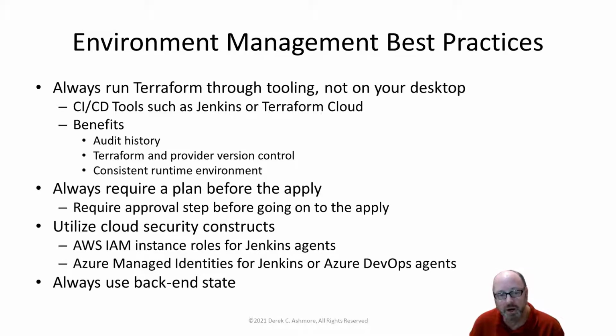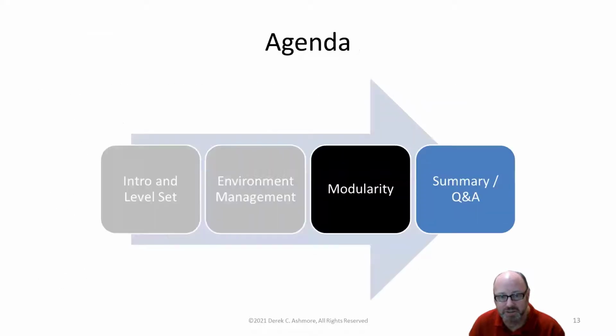We always require a plan before the apply. We always require an approval step before going on to that apply. It's best practice to review the plan. Utilize cloud security constructs. When we run Terraform, we typically do so from the cloud. On the AWS side, we can use IAM instance roles to give capabilities to Jenkins agents, and we can use managed identities on the Azure side to do the same thing. It gets us out of dealing with cloud credentials, at least on the cloud side.